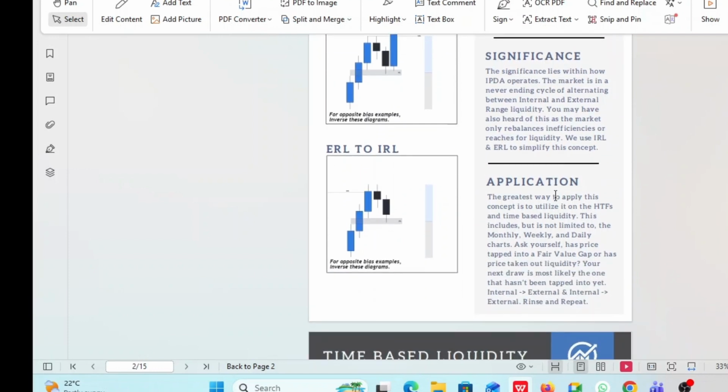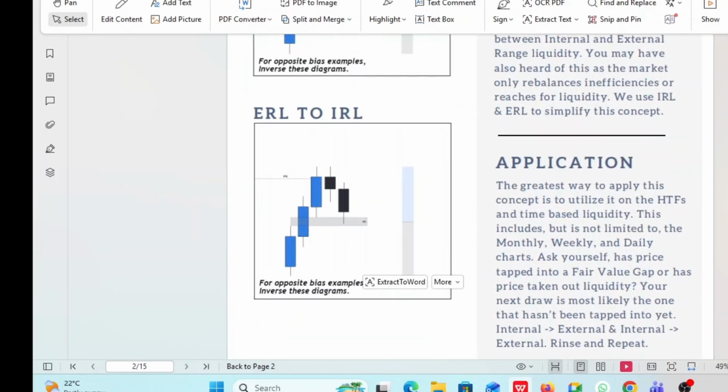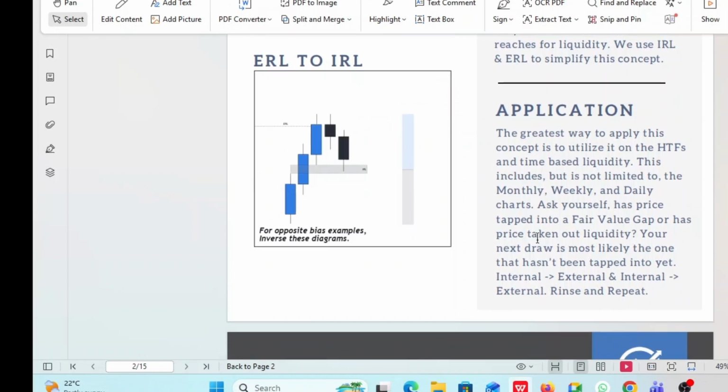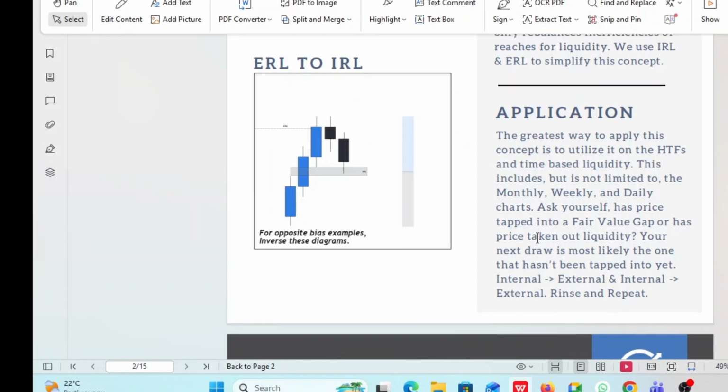So how do you apply this? For instance, this one is IRL, internal range liquidity, and this one is ERL, which is external range liquidity. The best way to apply this concept is to utilize it on the higher time frames and time-based liquidity. This includes, but is not limited to, the monthly, weekly, and daily charts.